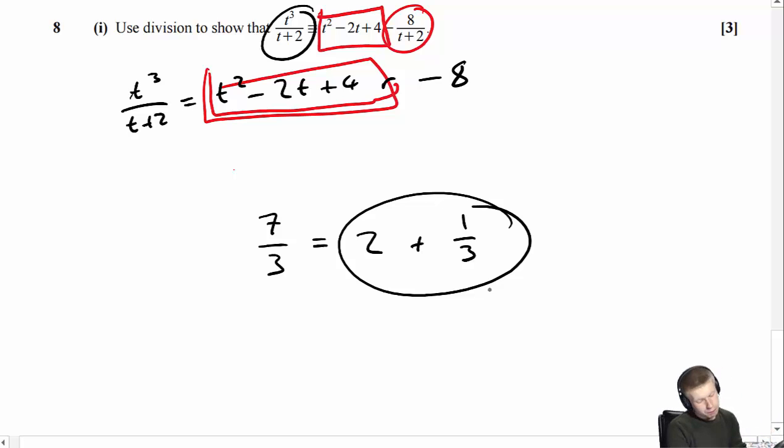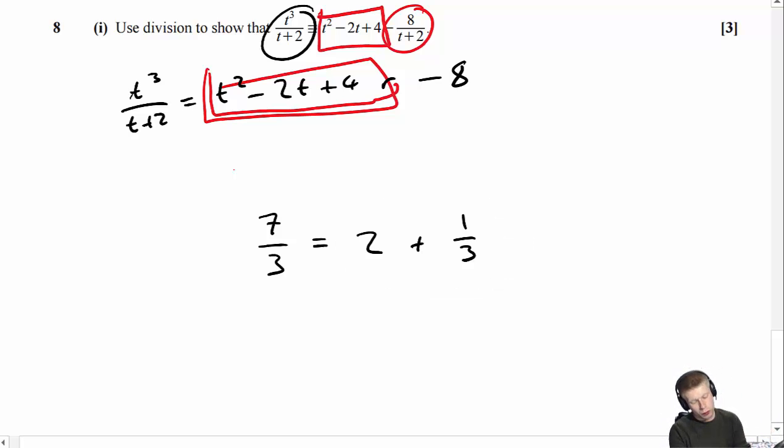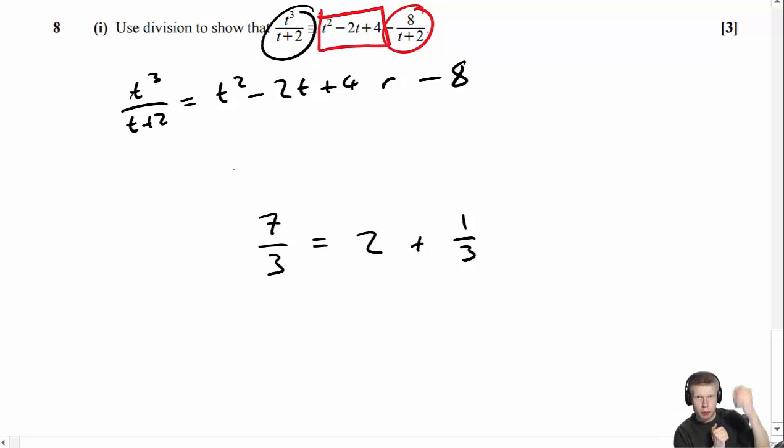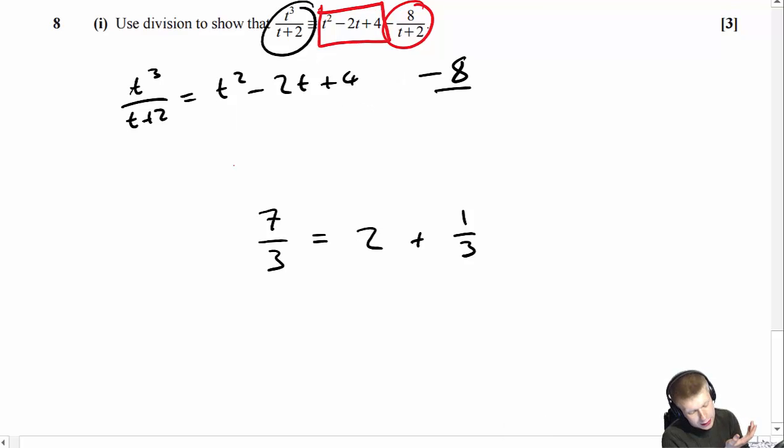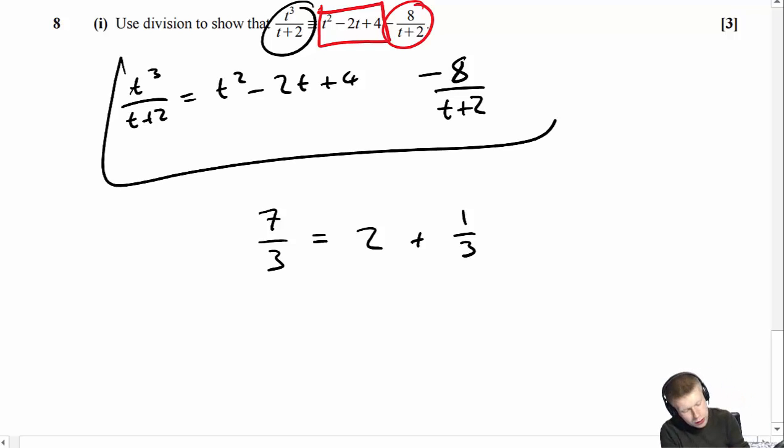So the remainder when we do 7 divided by 3 is 1, but it's not 1 whole. It's 1 out of the original 3 that I'm dividing by. So same thing here. I've got t cubed divided by t plus 2, so I've got my t squared minus 2t plus 4, but then my remainder, I just stick it over the thing which I'm dividing by. So I've got negative 8 left over, negative 8 out of the t plus 2 that I was dividing by. Hopefully that makes sense. So that's how you get to there.